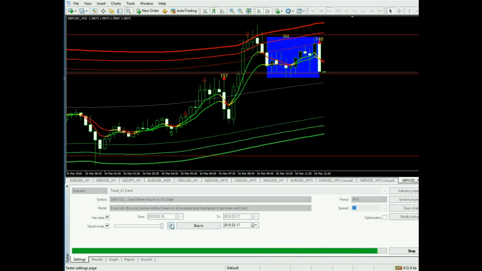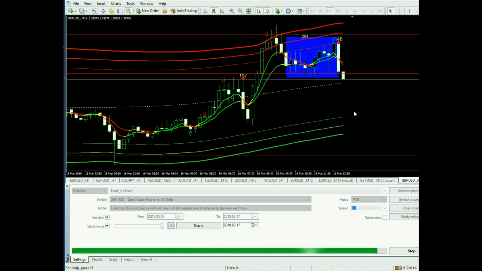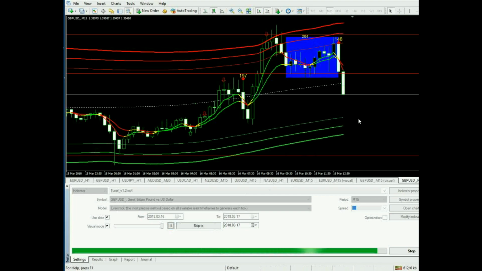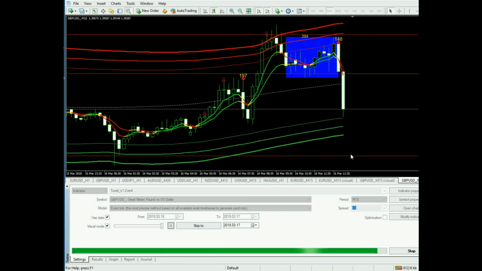So we're going to continue now, and we hope that the price will go down at least to the opposite bands. So this is our aim. So now we see the price is going down, and we're going to look for a reversal candle in this area. So as you see here, here's our target, 40 pips.